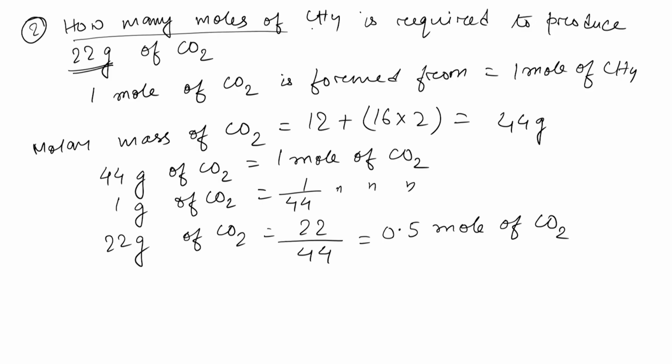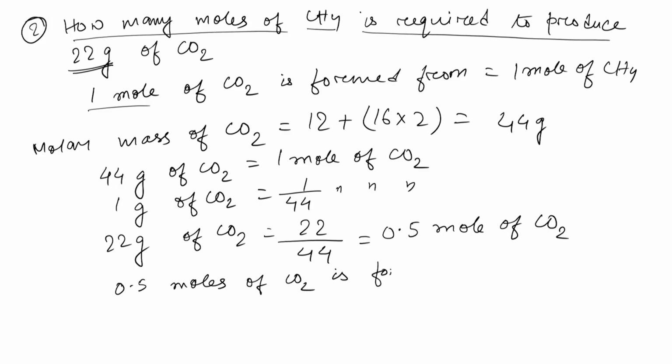So, how many moles of methane is required to produce 22 grams of carbon dioxide? Now, if 1 mole of CO2 is formed from 1 mole of methane, then 0.5 moles of CO2 is formed from 0.5 moles of methane. Okay. So, this information is obtained from stoichiometry. We will see one last example from stoichiometry.